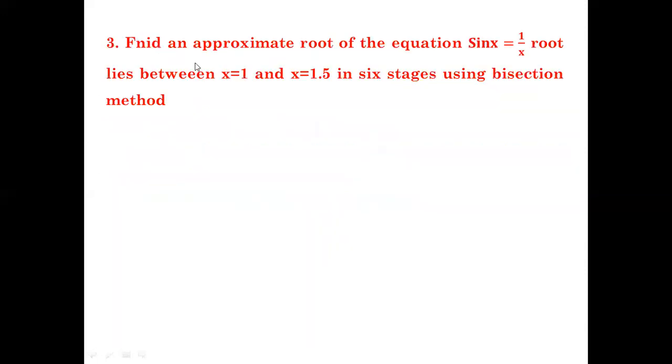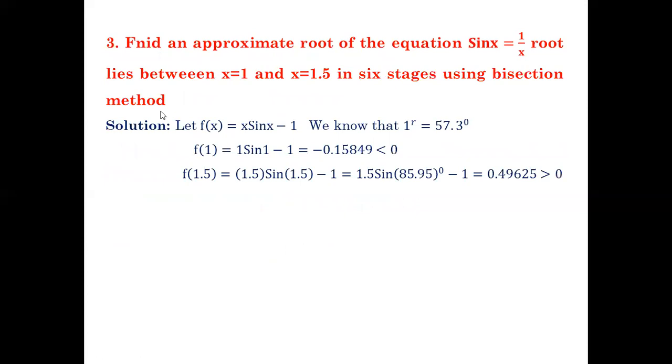Next example, find an approximate root of the equation sin x is equal to 1 by x. The root lies between x is equal to 1 and x is equal to 1.5, in 6 stages using the bisection method. Already they have given a and b, but anyway we can confirm. So in the solution, f of x equals sin x is equal to 1 by x, cross multiply, x sin x is equal to 1, bring the 1 over. Therefore, after simplification, I am writing x into sin x minus 1.